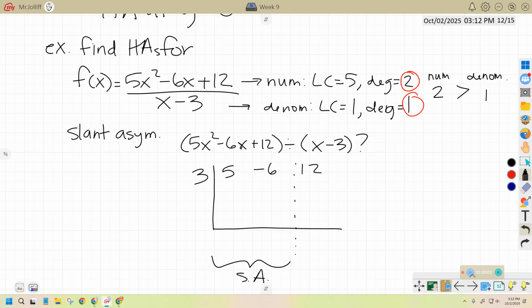So, let's do the division. Bring down the 5. 3 times 5 is 15. 15 minus 6 is 9. 3 times 9 is 27. 27 plus 12 is 39. Do not care about the 39. Care about the quotient. So my slant asymptote is at y equals 5x plus 9, because that was the answer when I divided by x minus 3.